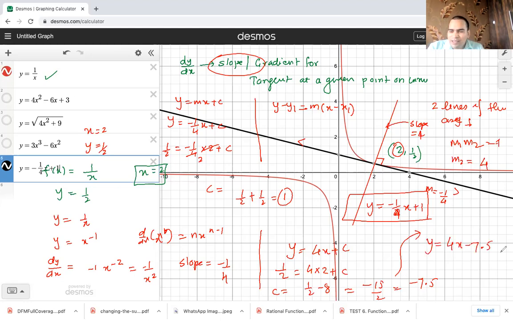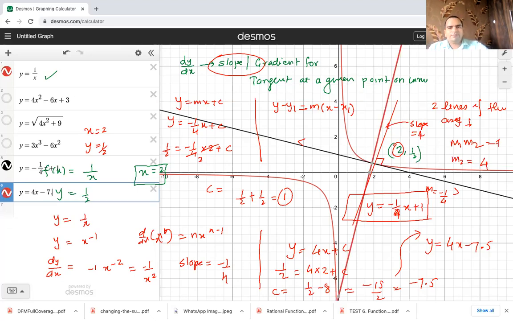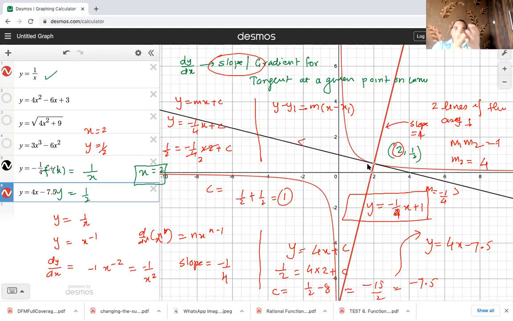Let's see now if it is giving me the correct answer. Let's see if this normal that I'm drawing is close to the normal to the curve, y equals 4x minus 7.5. You can see that what I had drawn earlier was just an approximation, but now the actual normal is this line, which is perpendicular to the tangent, and it passes through the same point. So that's how you find the equation of tangent and normal to a basic curve.